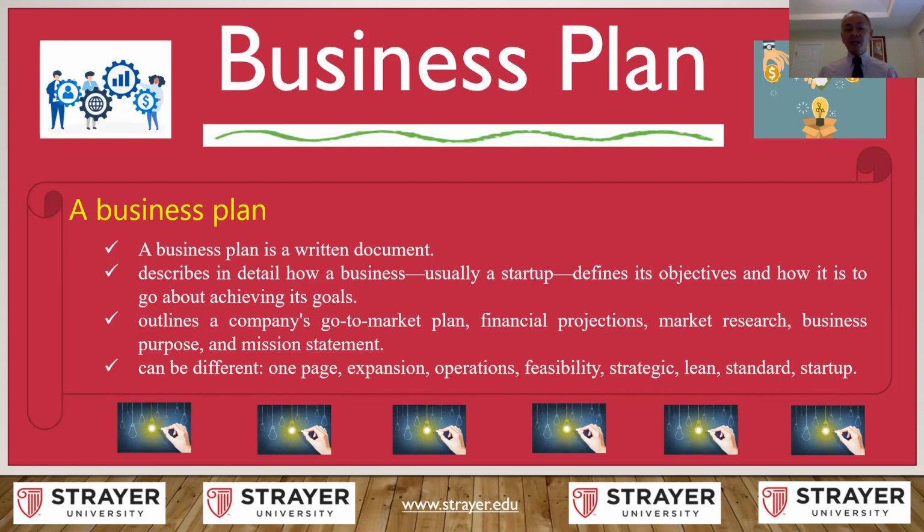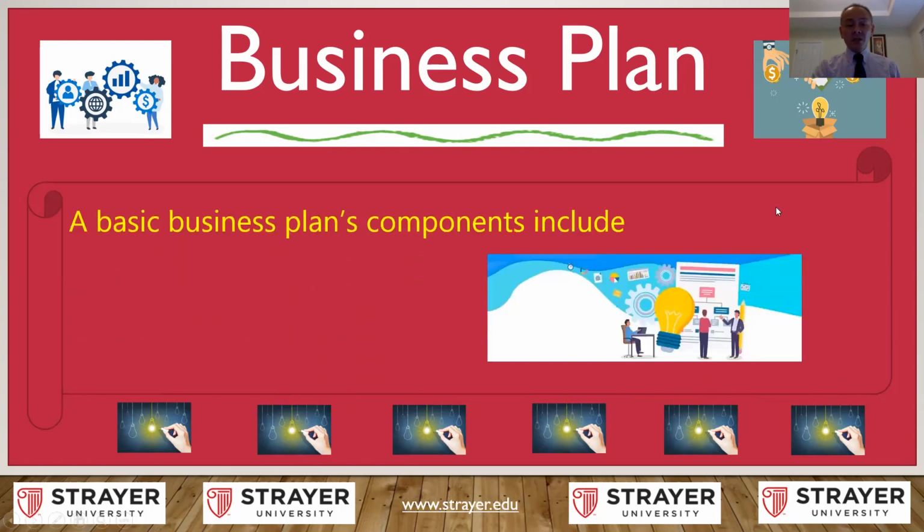There are many different kinds of business plans. You can have a one-page business plan, an expansion business plan, a feasibility business plan, a strategic business plan, a lean business plan, a standard business plan, or a startup business plan. So regardless of the business plan you have, the business plan must include the following components.